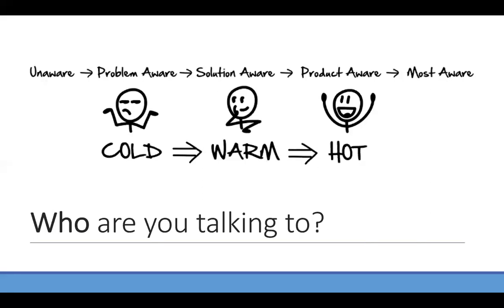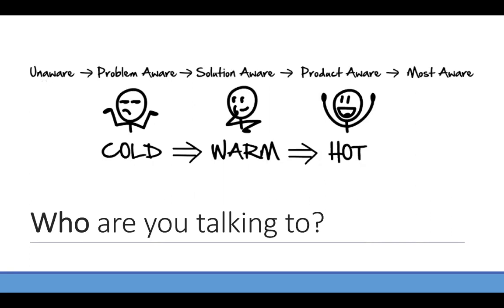The second one, warm, is now they're aware, they're also aware of the solution. They're in that deciding stage, where they're just wondering, are you the right solution for them? Or is there somebody else, a competitor, that might be able to help them as well? So they're in that decision-making phase.